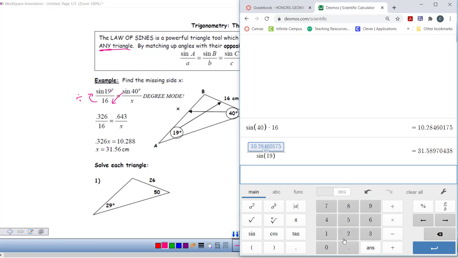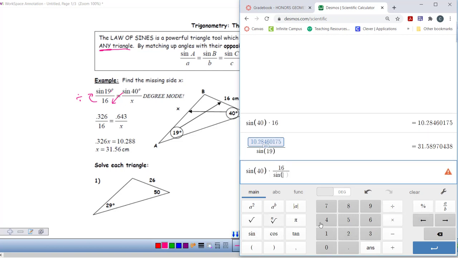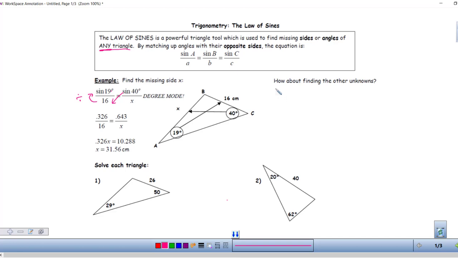Your calculator may be a little different if you want to use the answer button, or you can do it all in one go. Sine of 40 times 16, and then divided by the sine of 19. And we get the same answer just by putting it all in at once. But how about finding the other unknowns? So we found this side, and we have two angles on the other side. We are still missing angle B and side B. Well, angle B is easy since we already have two angles. We can just do 180 minus 40 minus 19, and that will give us 121 degrees for angle B.